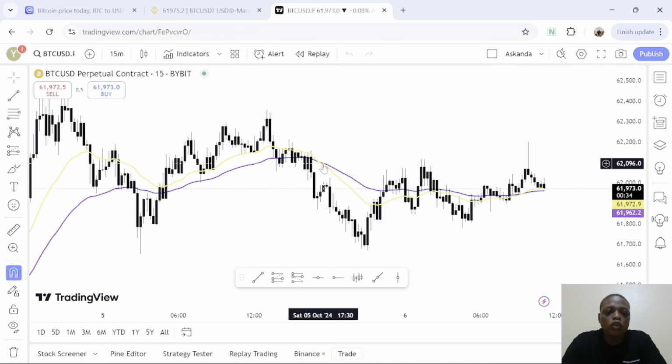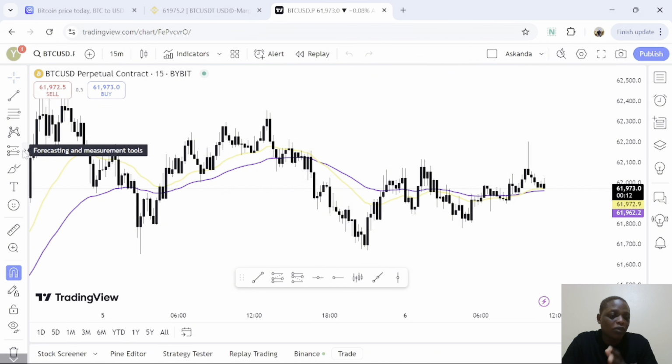So let's say we are going to enter a sell position on Binance. Now this is where the forecasting tools come in. I've just shown you how to connect your Binance account to your TradingView. Now I'm going to show you how to add your price prediction tools and calculate your position size. So to add your price prediction tool, check the left hand side. You can see we have forecasting and measurement tools.